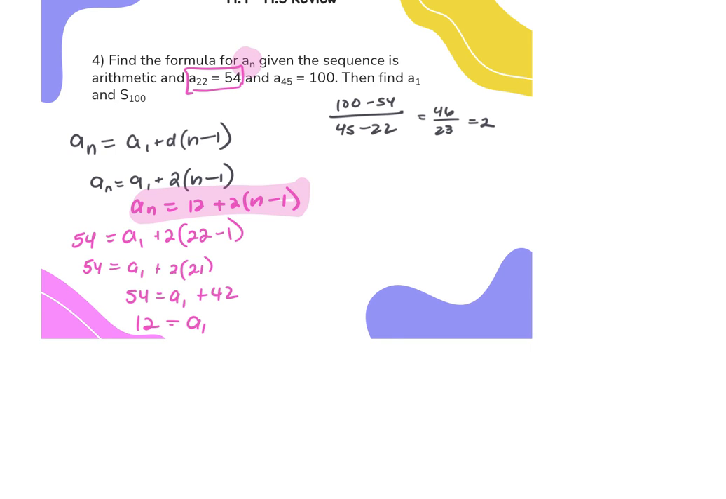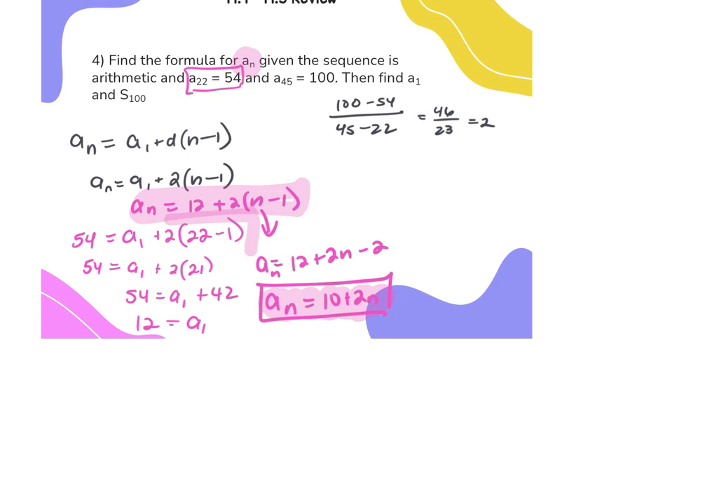Is it wrong if you factor it out? What do you mean? Like if it becomes an equals 2n plus 10? No. If I was giving that as an answer, I would keep going. an equals 12 plus 2n minus 2. an would equal 10 plus 2n. That's how I'd prefer it if it asked for it as part of an answer. If it's just asking you to use it, then you don't have to go to that step. But if you're giving it as an actual answer, you want to make sure you simplify it like that.